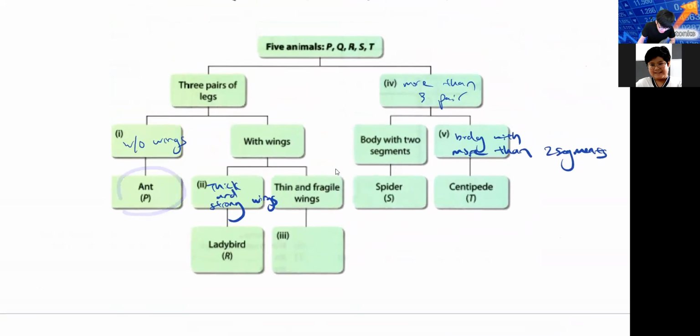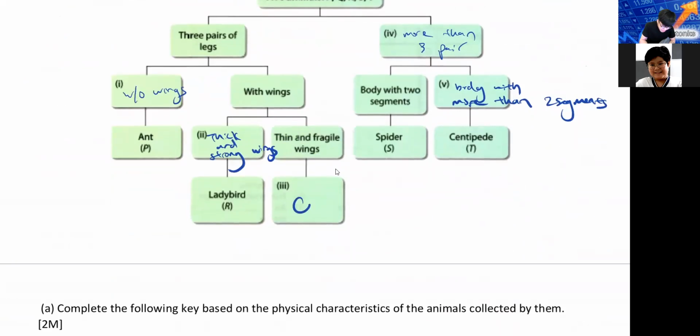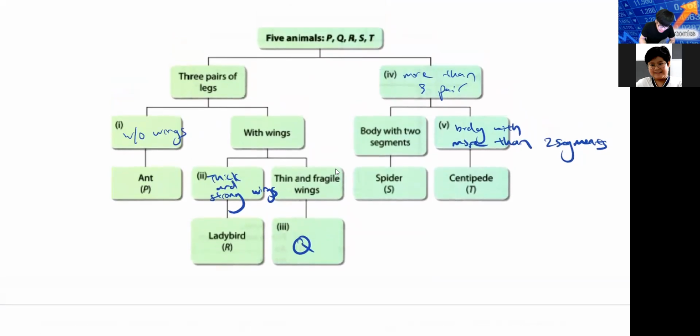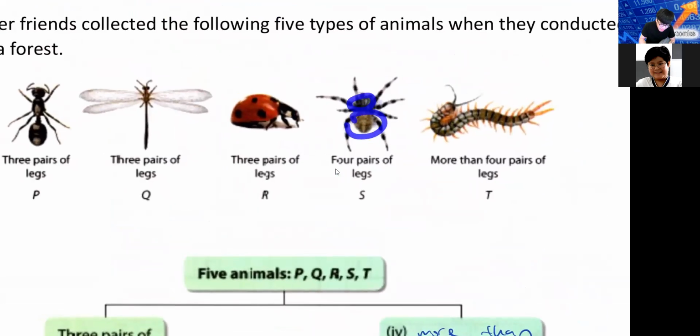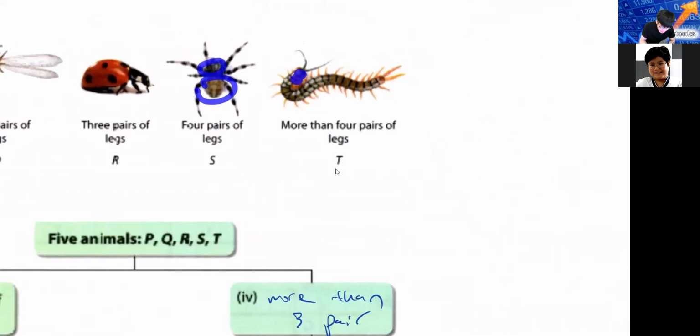All right, so let's classify each of them into here. So ant is already here. So who has thin and fragile wing? It's gonna be your dragonfly, because ladybird has strong wing. Ladybird wing is very thick. And then your spider is already here. Spider has 2 segments. What does it mean? That means the body has 2 segments like that. Whereas a centipede has more than 2 segments, because you see so many segments. Many sections. It's like a train lah.